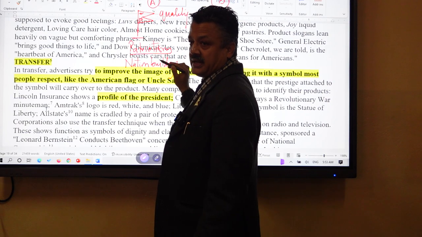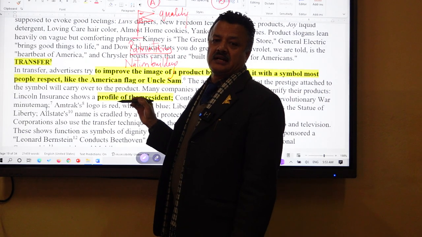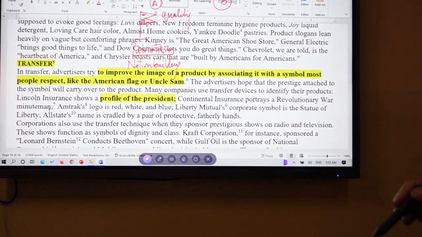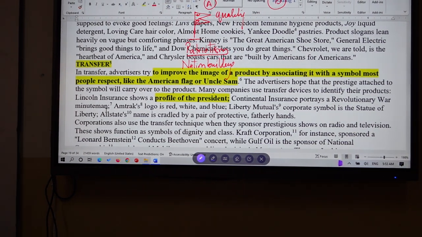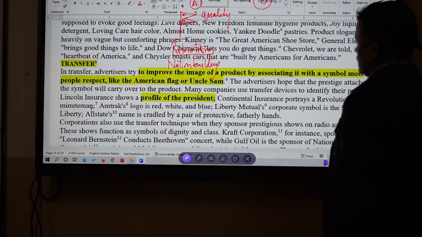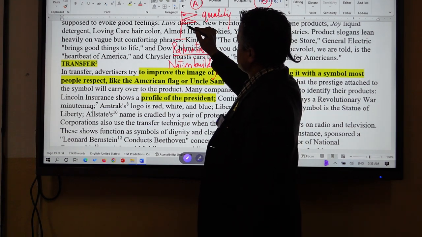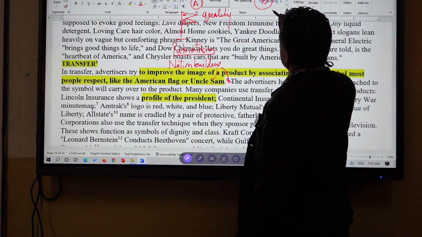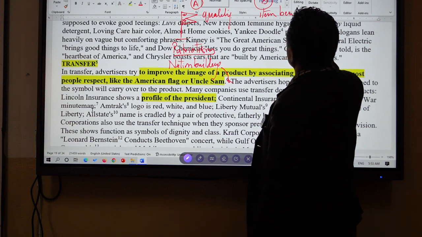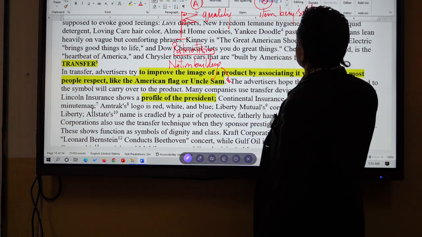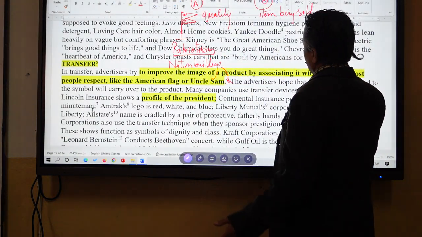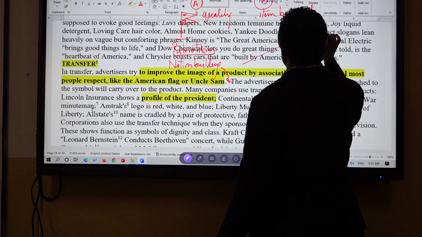This feeling or emotion, the positive feeling of nation building, which is aroused by this symbol, is transferred to the item being sold. Right? For example, you must have seen one advertisement where there is a long pole.